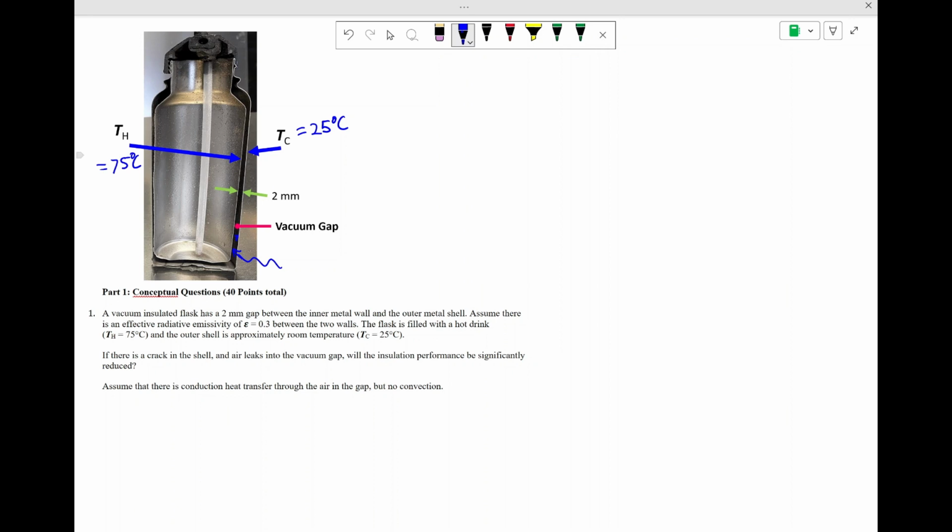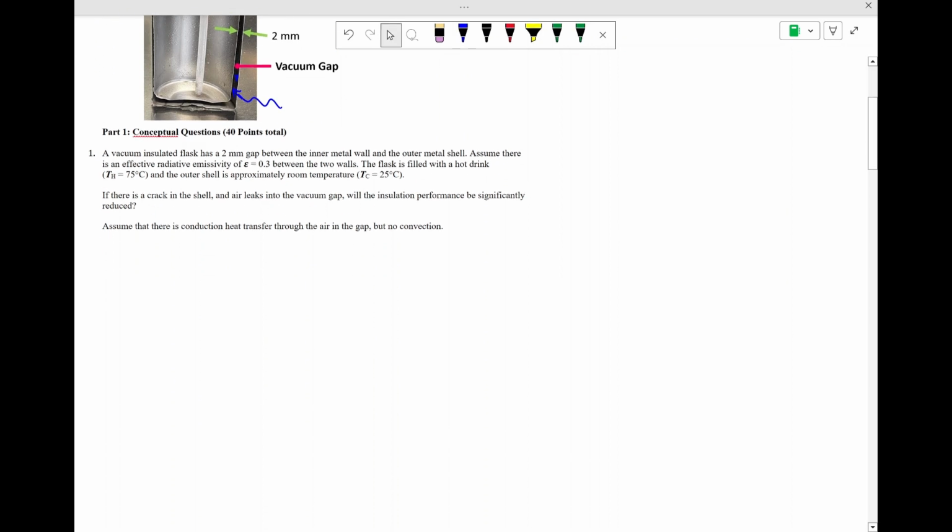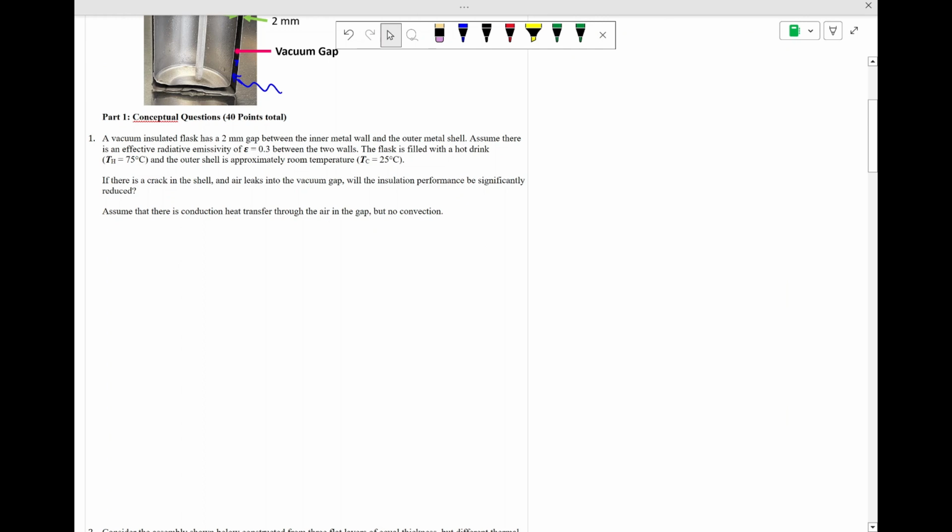So for the time being, we're only going to consider conduction heat transfer through this gap from the inner to outer wall, because if it's a relatively narrow gap, we wouldn't expect there to be much convection that could develop in that narrow enclosure. So let's see if that possibility of air coming into this gap could make a significant difference on the insulation performance. To start with, let's just consider some portion of the inner wall, which is at TH, and the outer wall here, which is at TC. And between them, we've got some heat transfer that's going through.